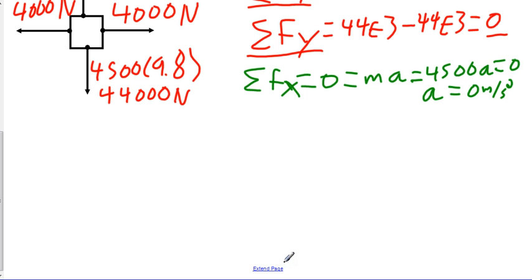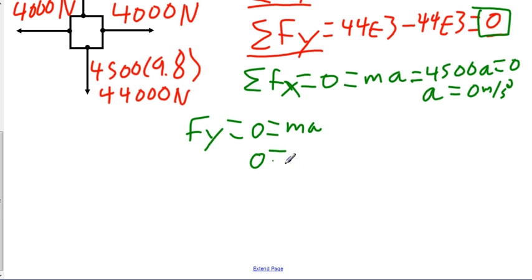We can follow the same pattern for the sum of all forces in the Y, and we found it to be equal to 0 again, and that's going to be equal to the mass times acceleration. So we can say 0 is equal to 4,500 A, which tells us that our acceleration is also 0 meters per second squared, which means that our car is not accelerating.